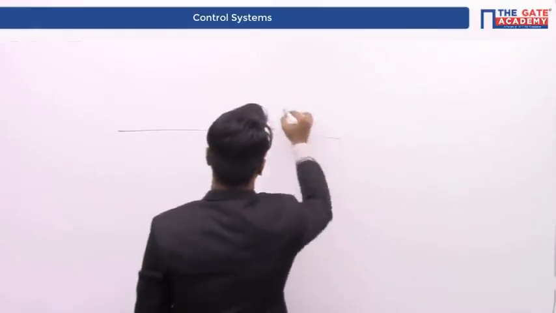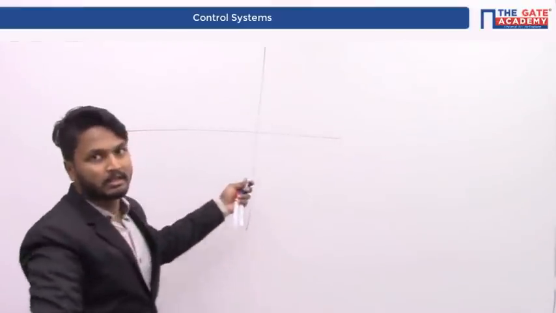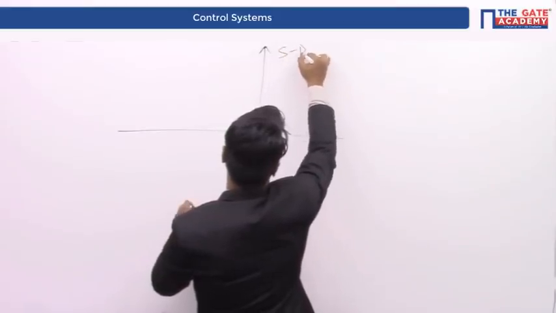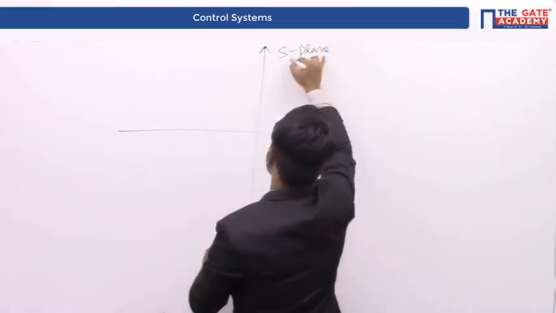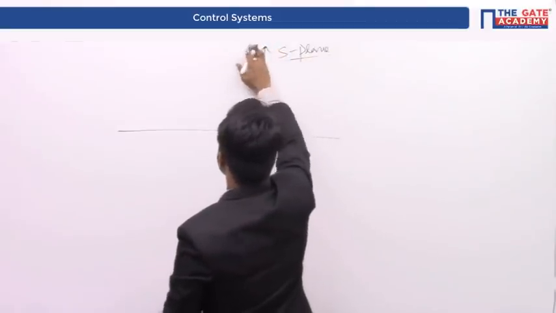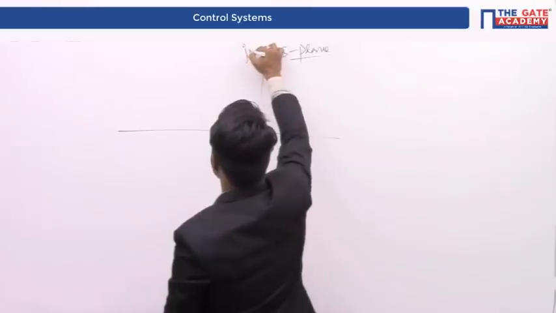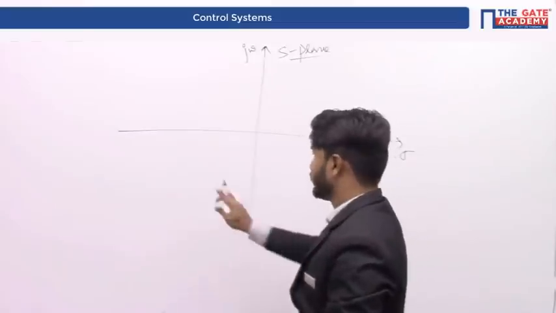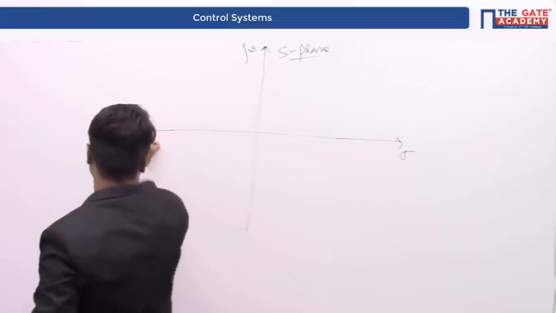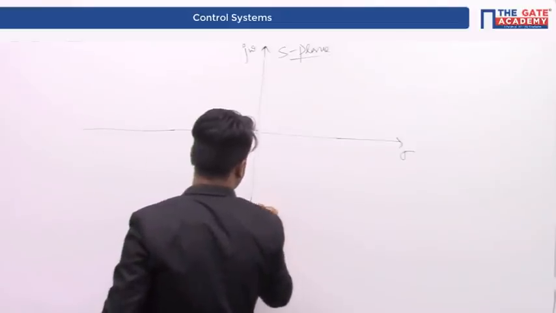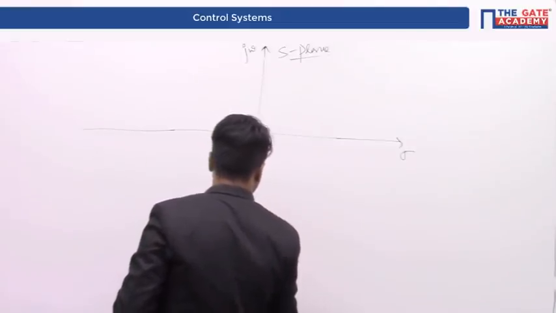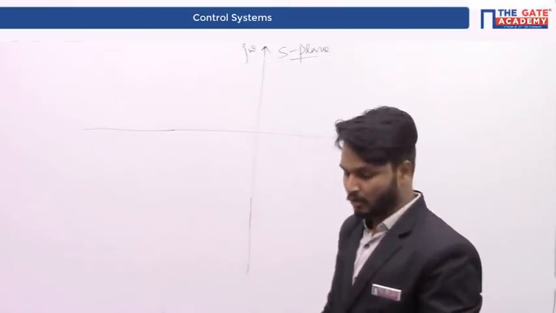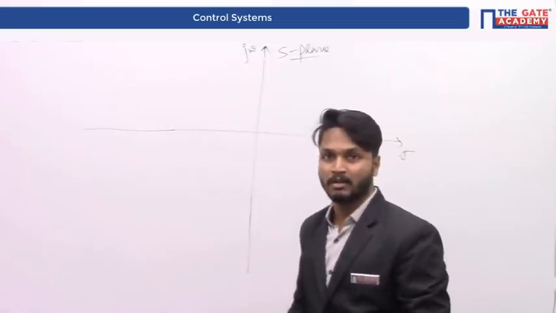Therefore, let us say this is the S-plane. Let us say we are representing the S-plane with the real and imaginary axis like this. So this is the imaginary axis, the j omega axis, and this is the real axis, the sigma axis. After the auxiliary equation we had two sign changes, which means two poles must be on the right half of S-plane. But how are they going to be?